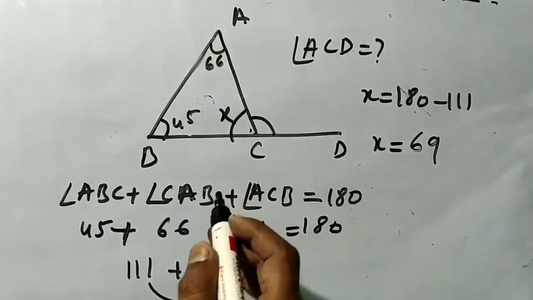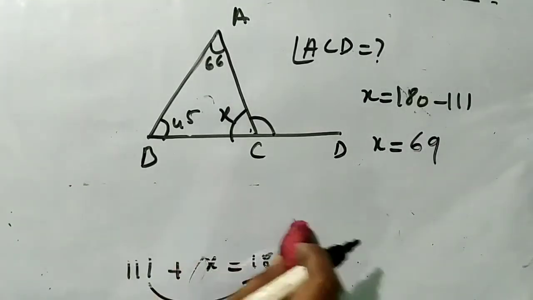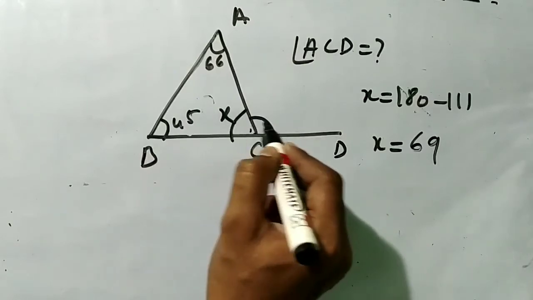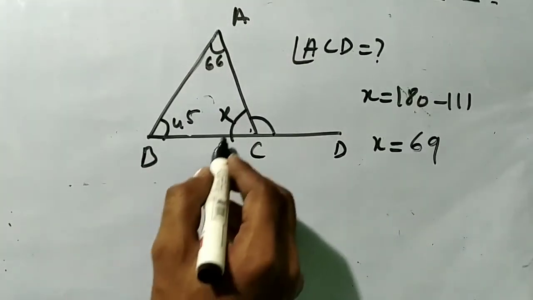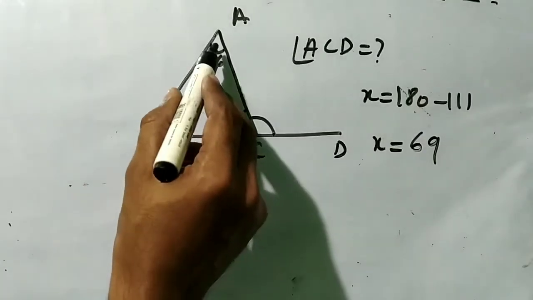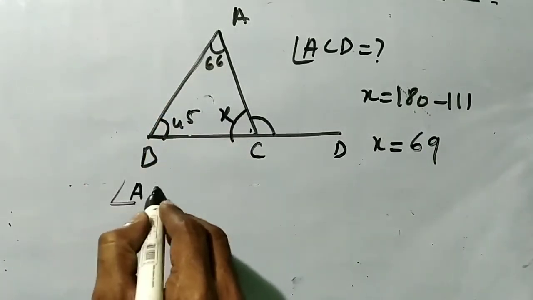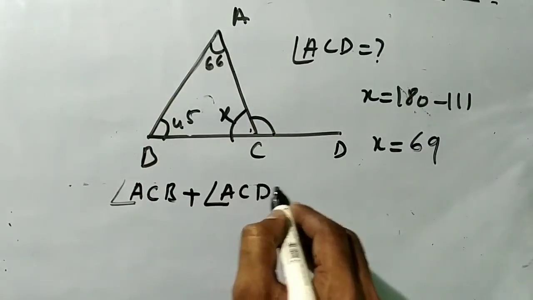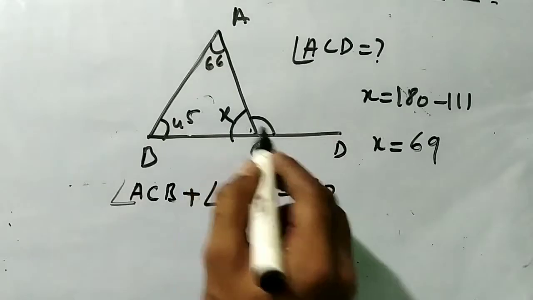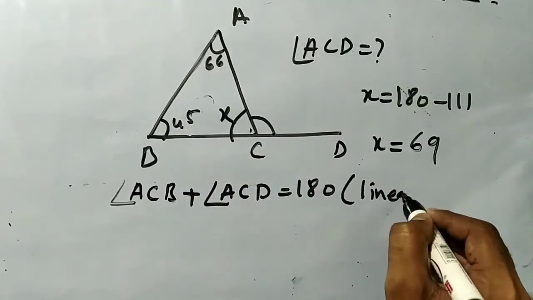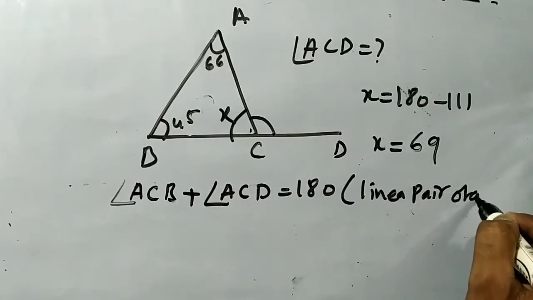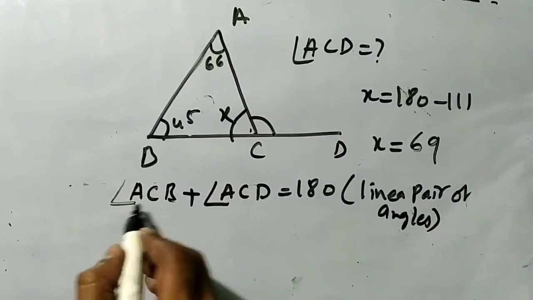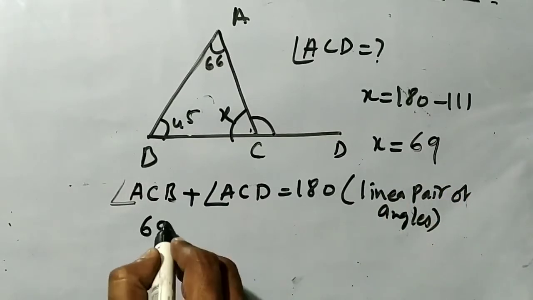I will erase this here. And here the straight line forms 180. A linear pair of angles is equal to 180. So what is the linear pair here? Angle ACB plus angle ACD is equal to 180, because these are a linear pair of angles, and a straight line forms 180. Angle ACB is equal to 69.